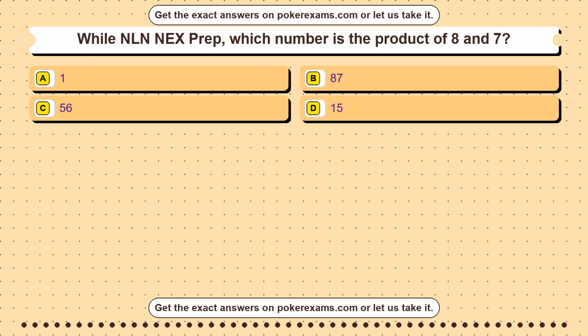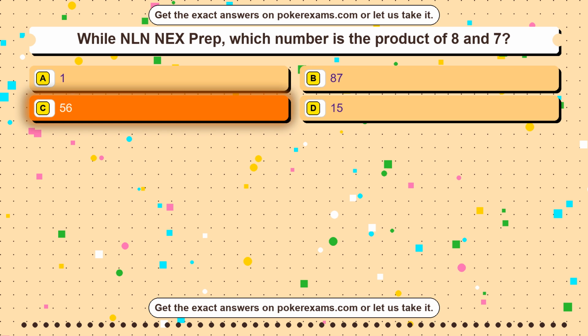Question 7. While NLN NEX Prep, which number is the product of 8 and 7? Option A 1. Option B 87. Option C 56. Option D 15. The correct answer is option C.